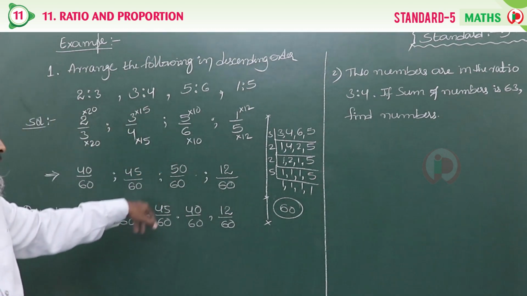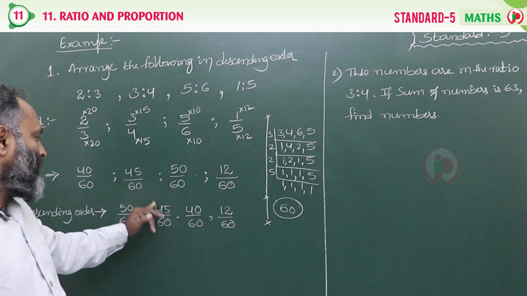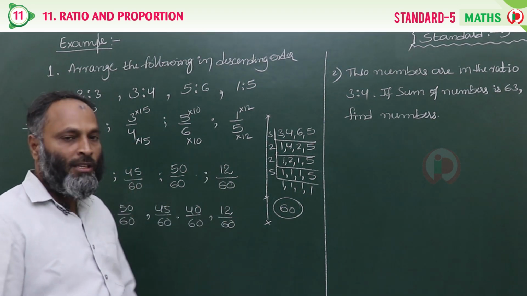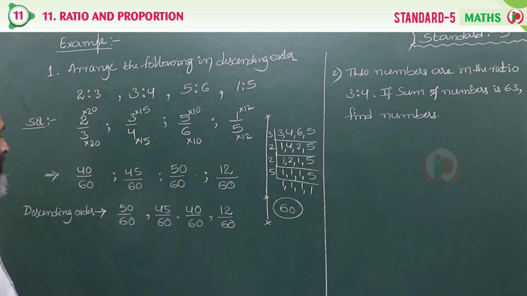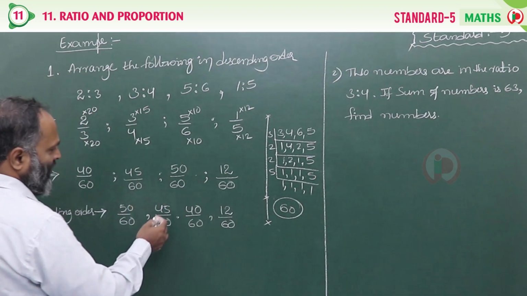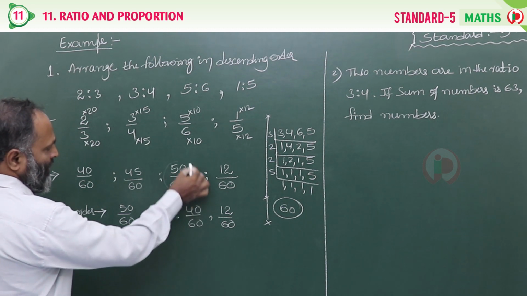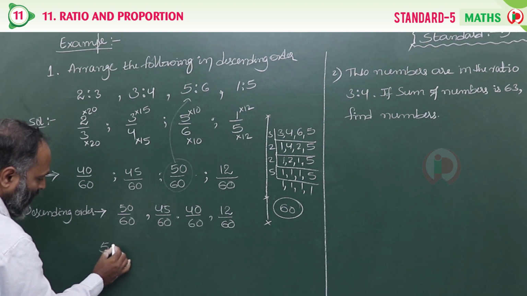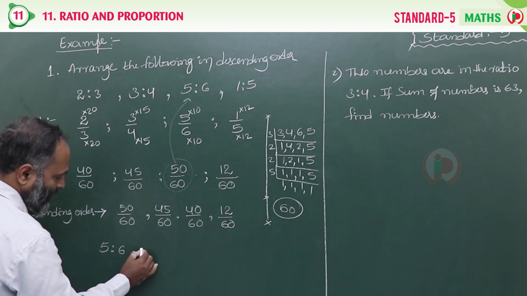So 50 is the biggest, smaller than 50 is 45, smaller than 45 is 40, smaller than 40 is 12. So this is in descending order. But here we should write in ratio. 50 is the third one. What is the third ratio? 5 is to 6. So 5 is to 6 is the bigger one.